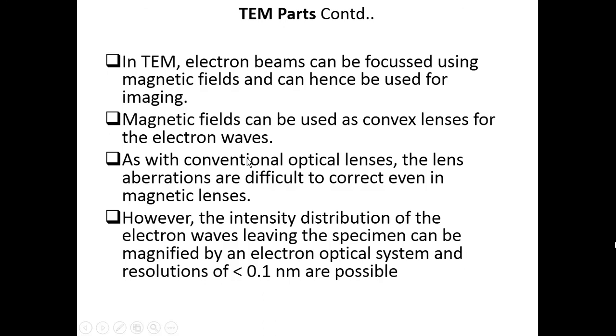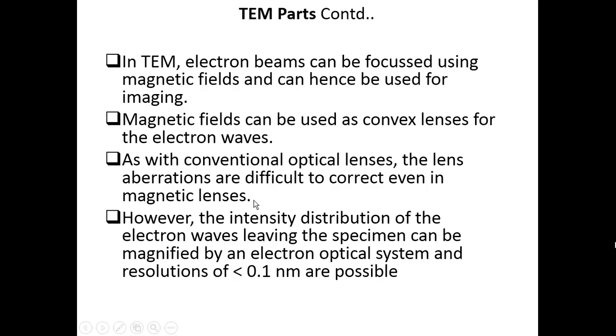Now, the magnetic field can be used as a convex lens for electron waves. As with conventional optical lenses, the lens aberrations are difficult to correct even in a magnetic lens. Even if magnetic lenses are used, if there is an aberration and corrections are to be made, just like in optical lenses, the same thing we have to do in the case of magnetic lenses. So that is not very simple. That is why aberrations are difficult to correct even in magnetic lenses.